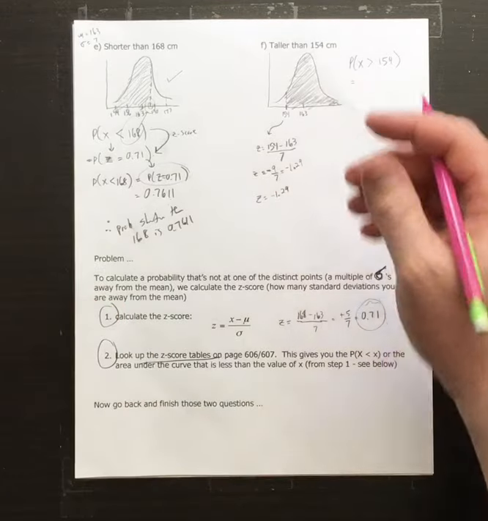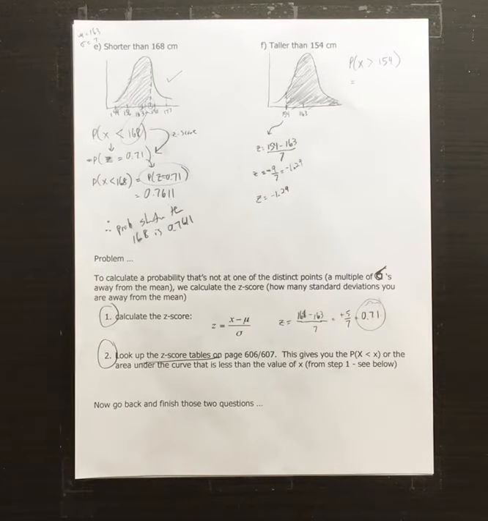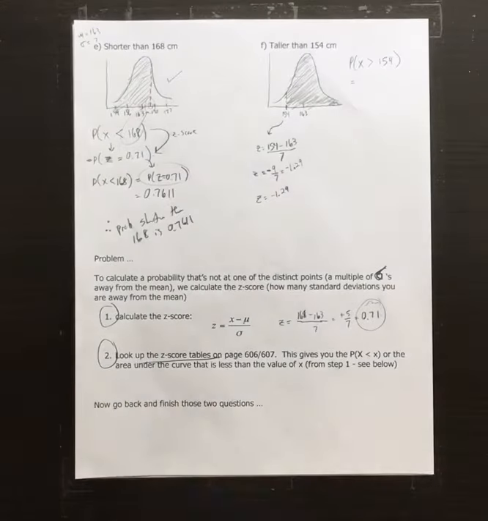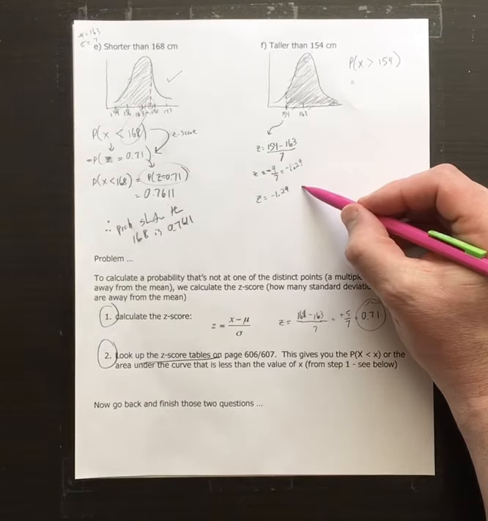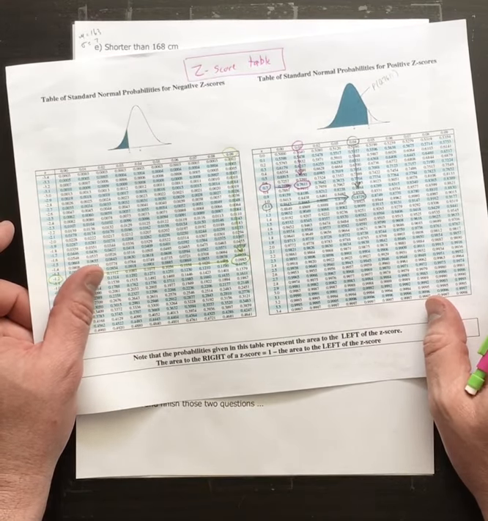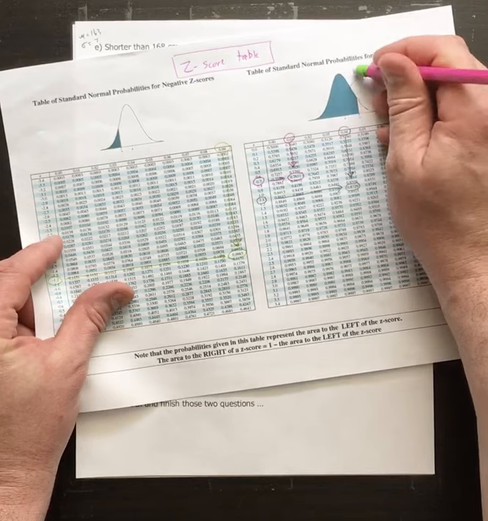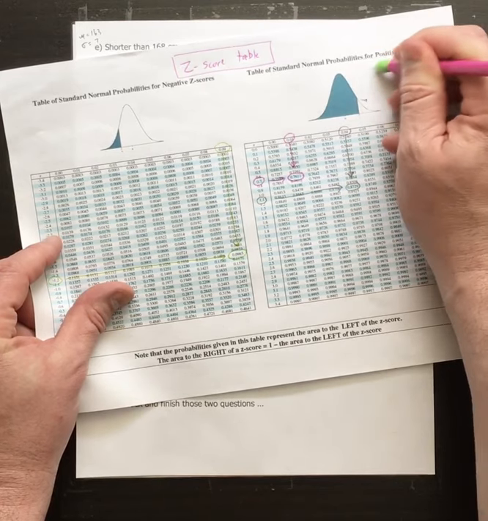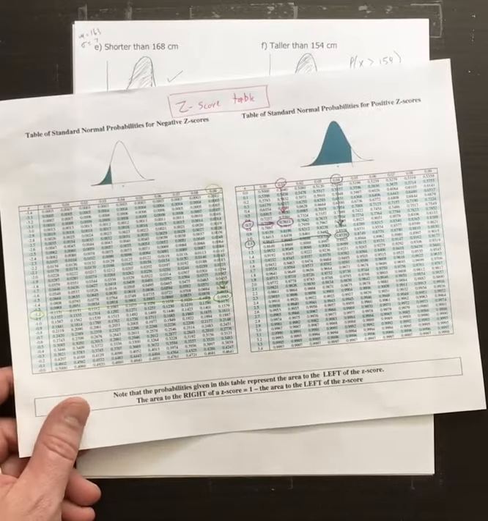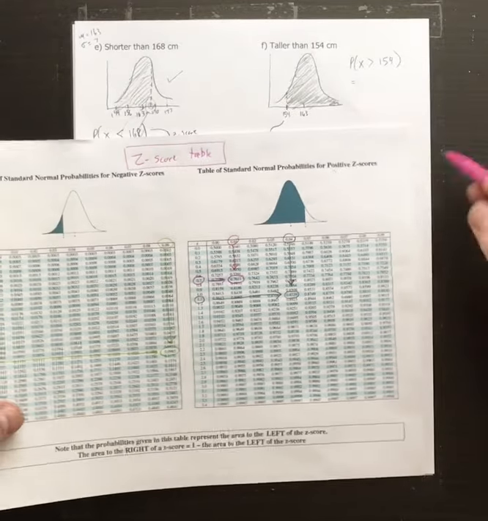Now, to figure out what that value means, again, I need the trusty table. If you're doing one of these questions and you're not calculating a Z-score, and you're not going to this table, you're not doing it right. Okay, you're going to go to it all the time. You're going to get sick of this darn table. But it's also going to be your friend. Okay, it depends on the relationship you have with it.